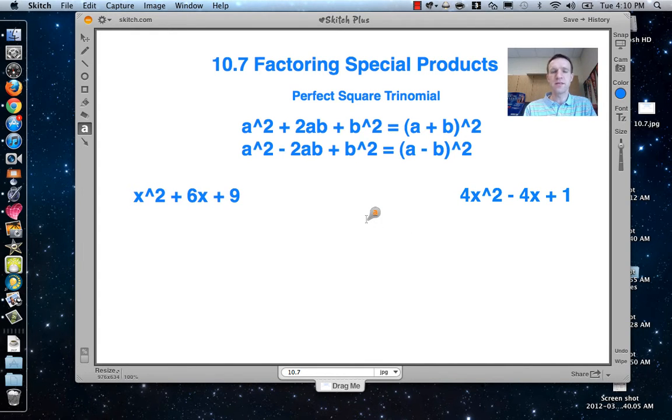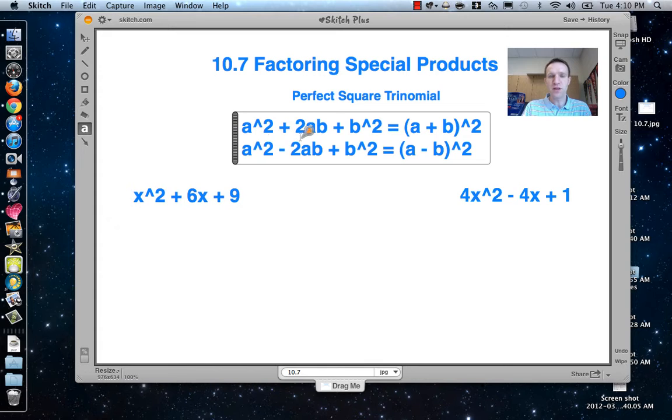Hey, welcome back. This is 10.7 Factoring Special Products, and we are going to look at perfect square trinomials and how to factor these unique situations. And so right up here, we have a couple expressions that might look a little cryptic to you at first, but hopefully you'll explain and understand them soon.